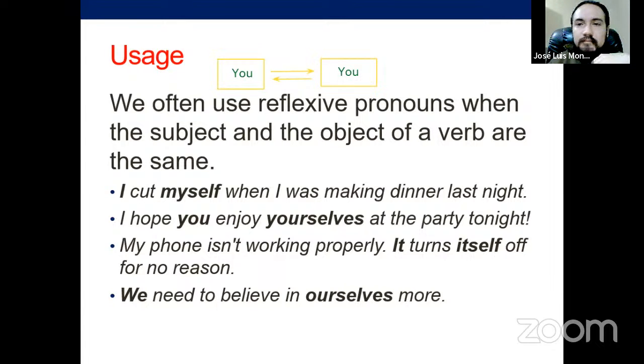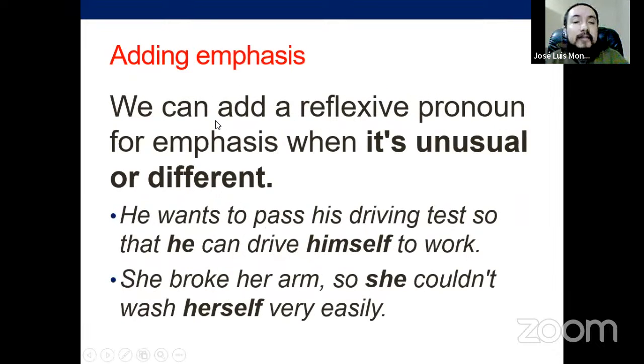Okay, now if you go to the next part, adding emphasis, we start with something else. We can add a reflexive pronoun for emphasis when something is unusual or different. Now, this is key. If something is unusual or different, here you're not saying that you do and you receive. No, you're saying that this is unique, that this is different.